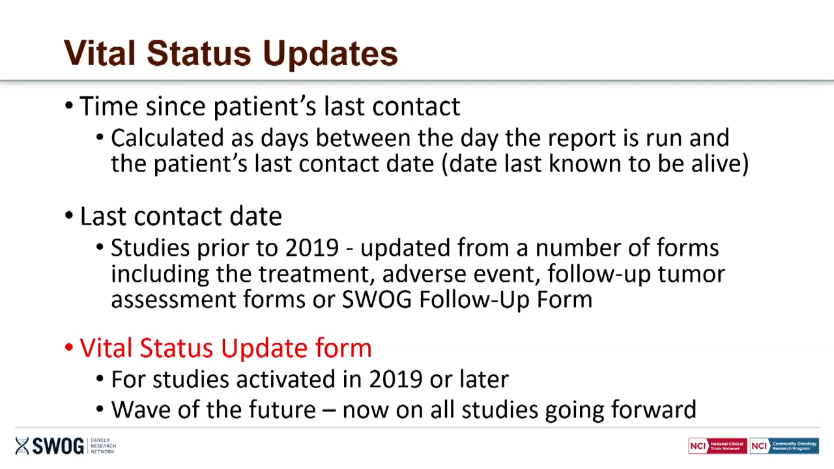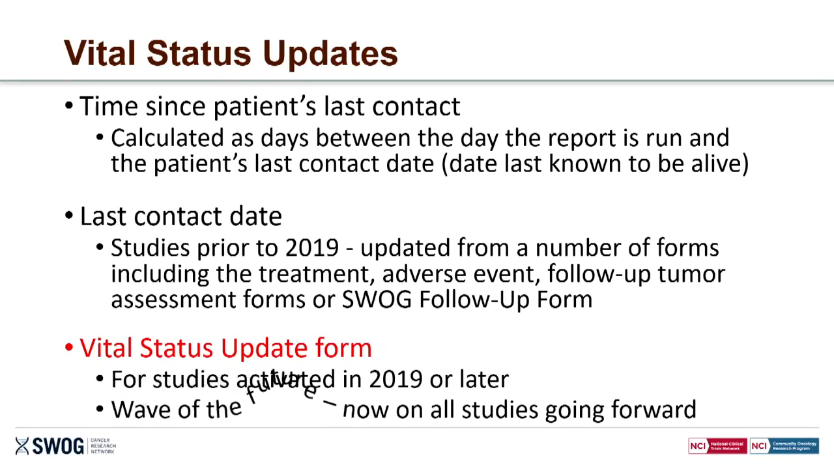last contact date was updated from a number of forms, including the treatment form, the adverse event form, the follow-up tumor assessment form, the SWOG follow-up form. And then we went through and gleaned the database and looked for what is the most recent date. And that became harder and more confusing. It was more work for sites that were putting that same date on multiple forms. So we changed it. And starting in 2019, we created what's called the Vital Status Update form.